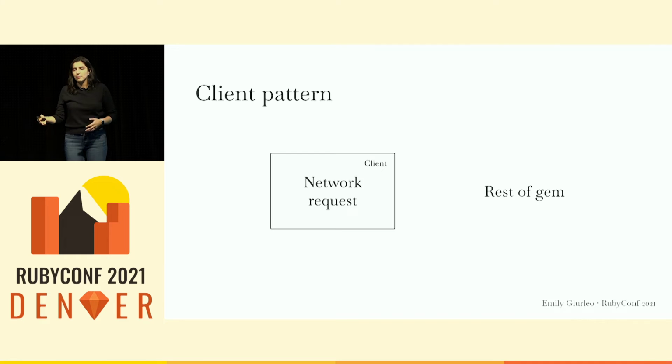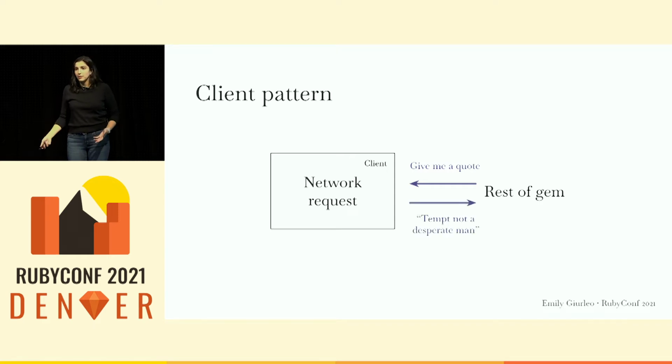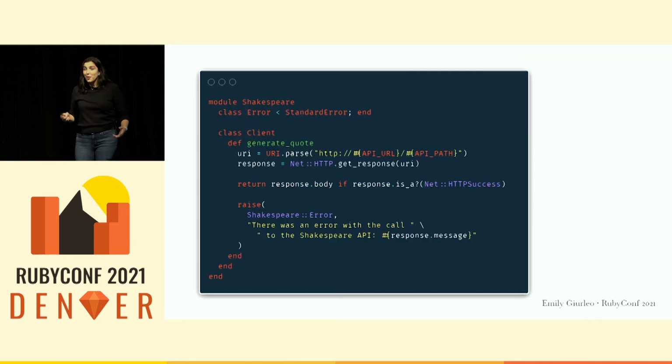Now, instead of our gem, and by extrapolation, our tests, having to know the exact implementation of our network request, all it needs to know is that there is a method on this class where it can say, hey, give me a quote, and the class will give it back a quote. This also makes it really easy to test, which I'll talk about in a second. First, I'm going to show you the Shakespeare client that I wrote to encapsulate this network request.